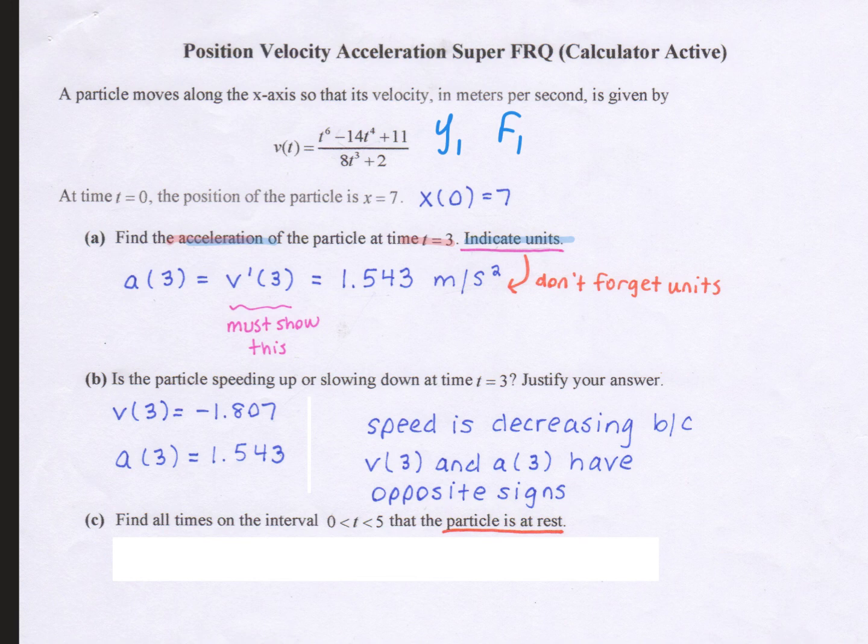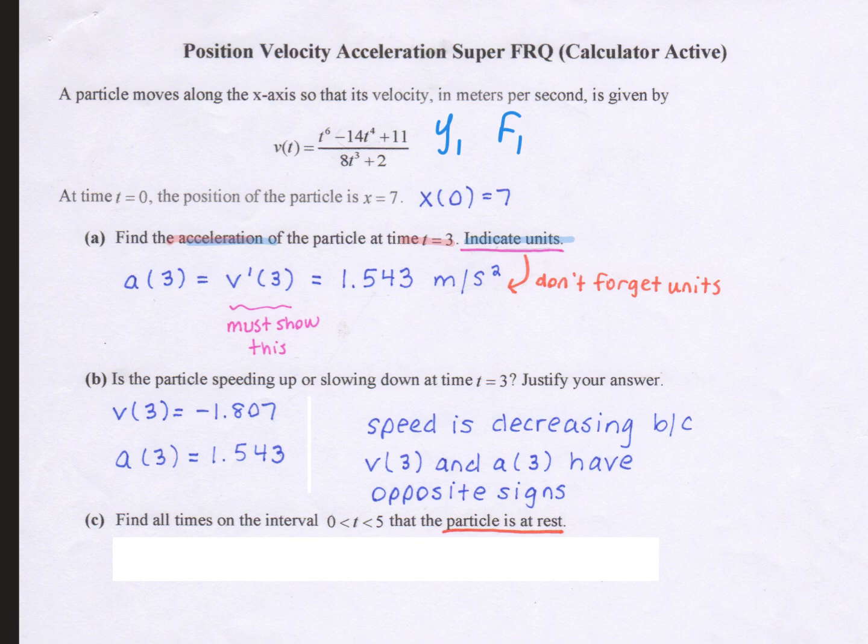Make sure when you get a question like this that you give specific information about this problem as to why you're choosing a decreasing speed. If you just say speed is decreasing because velocity and acceleration have opposite signs without showing some sort of information about the problem, even a correct answer will not get you credit.